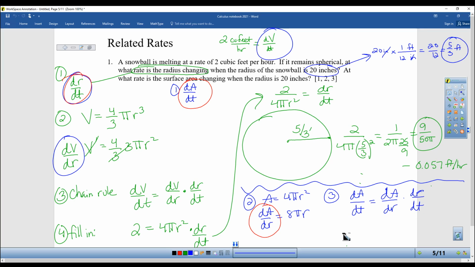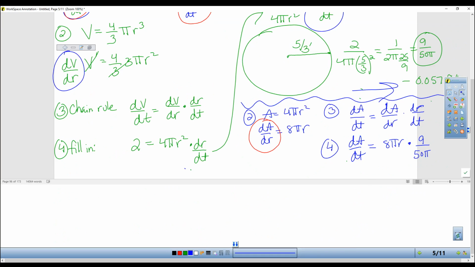Okay, step 4, let's fill those in. dA dt is what I'm trying to figure out, the rate of change of the surface area. dA dr is right there, 8 pi r. And dr dt we've already discovered. dr dt, right there, although the reason I left it in this format in the first place was because I knew I was going to use it, and I didn't want to have it already converted to a decimal. You never want to round off a decimal when you're still in the middle of a problem. You need the original number. So 9 over 50 pi.